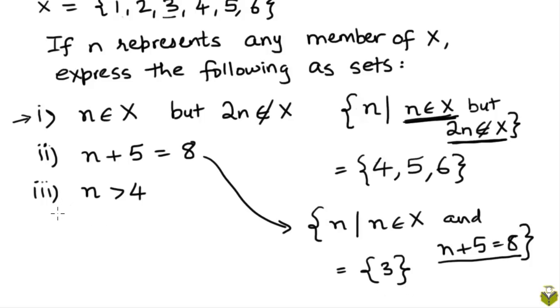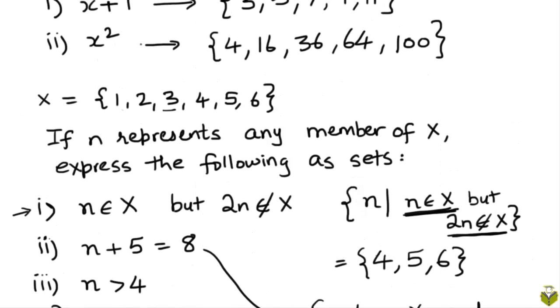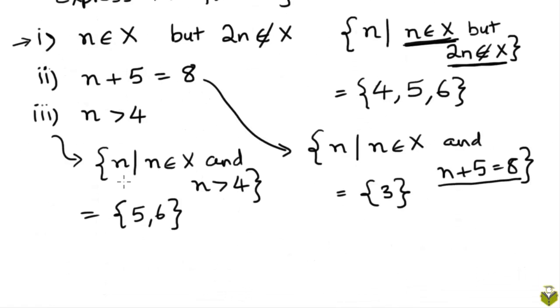Now let's look at the third set. The third set is the set of all elements n such that n belongs to X, that's given to us, and n is greater than 4. So which elements of X are also greater than 4? Those are the elements which belong to this set. So let's see which elements of X are greater than 4. 5 and 6. So 5 and 6 represent the elements belonging to the third set. This is the third set in roster form. This is the third set in set builder form.